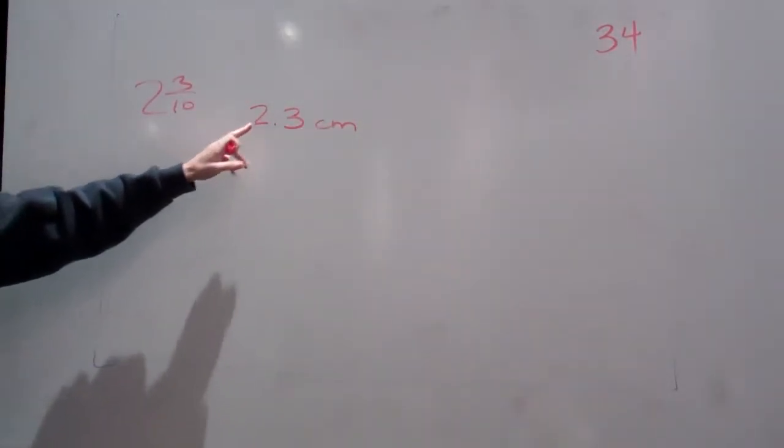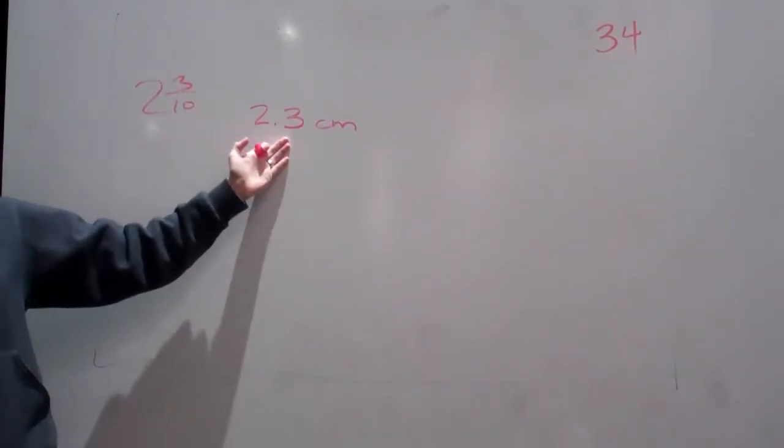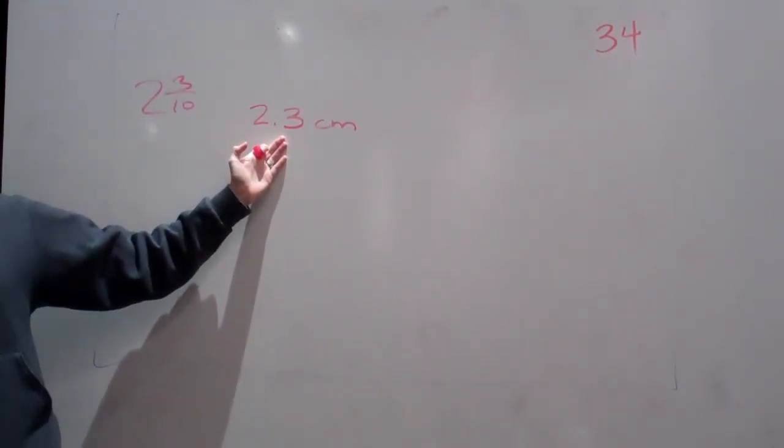When we're converting, I want you to put it in decimal form. So even though it's this, I want you to make it into this. Everybody understand what I'm saying?